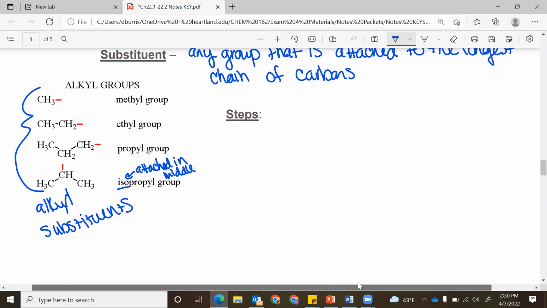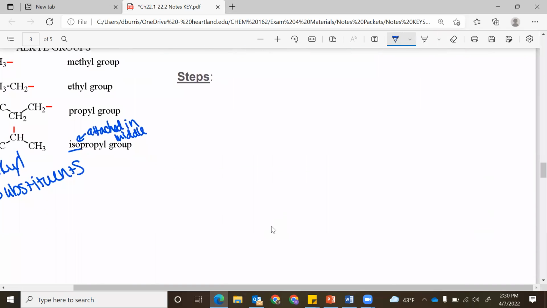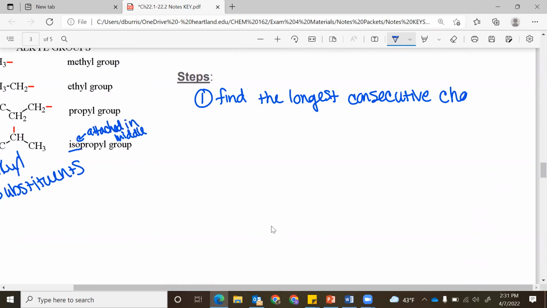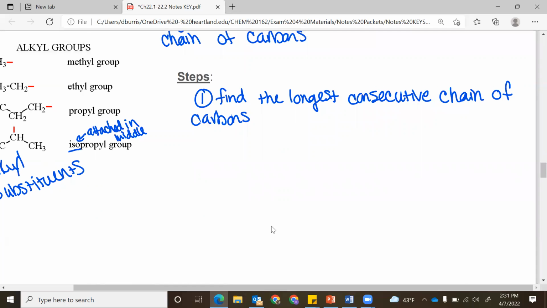Okay. So when you look at a molecule and I say name it, you are going to first find the longest consecutive chain of carbons. Now, remember, these molecules can rotate, so they can bend. It doesn't have to be straight, okay? Keep in mind, they can bend. You're just looking for the longest carbon to carbon to carbon to carbon to carbon bonds, okay? That's gonna tell you your base.